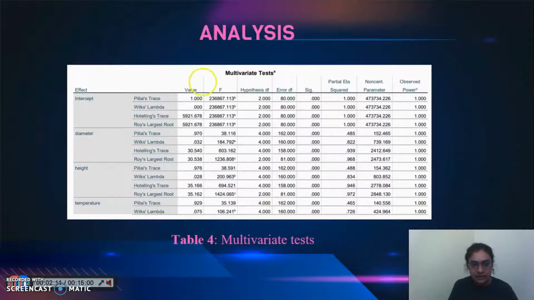For the first independent variable, which is the diameter, the value is 0.97 and the F value is 38.116. This is significant at the 5% level, as the p-value is 0.00. So we can reject our null hypothesis, which is that the diameter will be the same for all the dependent variables. Overall, we can reject the null hypothesis, which is that time taken for the ball to stop and number of bounces will be the same for all the height of ball drop, diameter of ball and also the temperature of the ball.